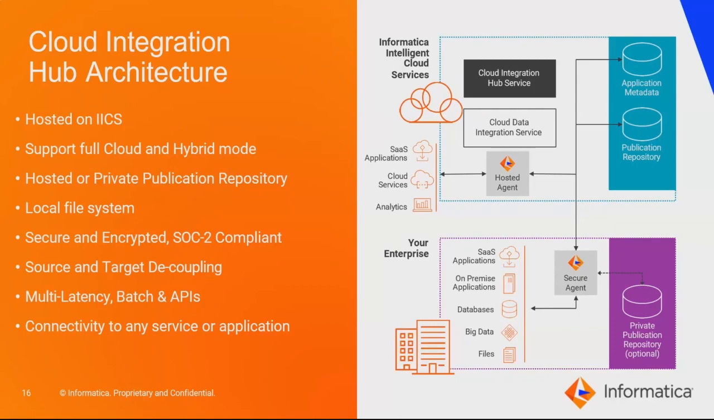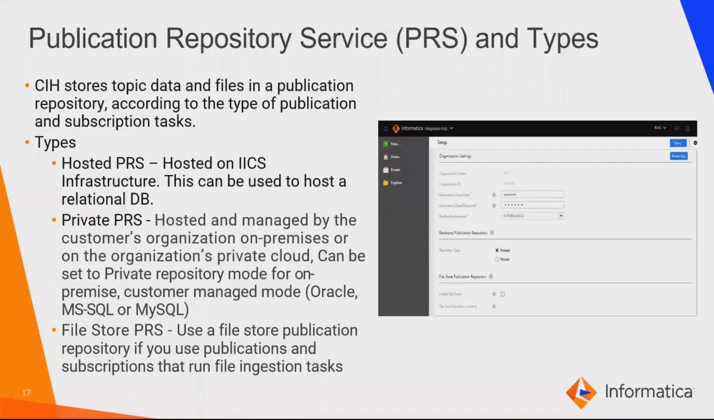The diagram that you see on the right, the first part of the diagram, is where the publication repository service is hosted and managed on IICS hosting services. The hosted repository is highly secured and it is compliant with the SOC2 compliance framework, and the data that is stored in the publication repository is encrypted both at rest and also in transit. While the second part of the diagram shows the publication repository service being hosted on a customer managed infrastructure.